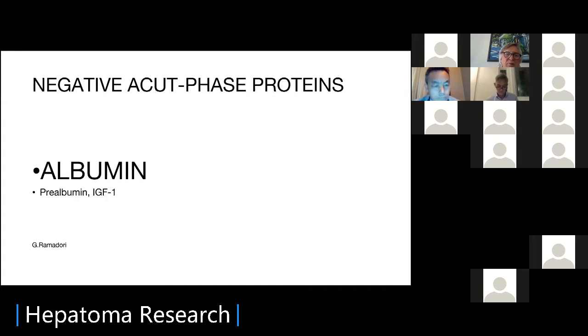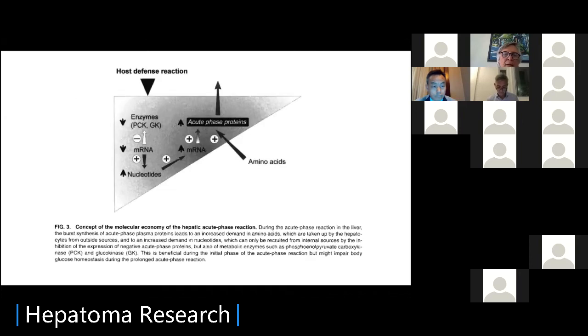As I mentioned, the most prominent negative acute phase protein is albumin. This is the most prominent protein synthesized by the hepatocytes. Next slide. As I mentioned before, the main target organ of the cytokines produced at the site of injury is the liver, and the proteins which are affected are secretory proteins on the one side, but also intracellular proteins are modified by acute phase reactions. The next slide.